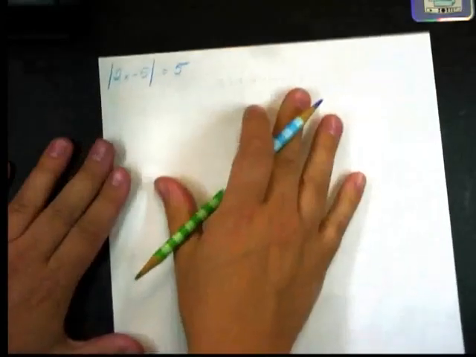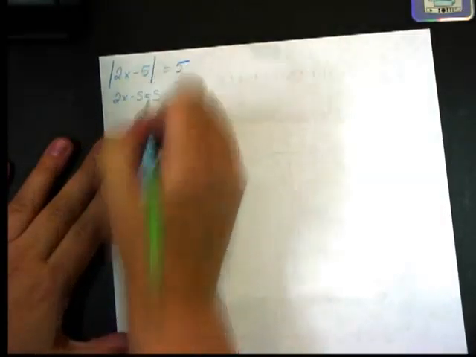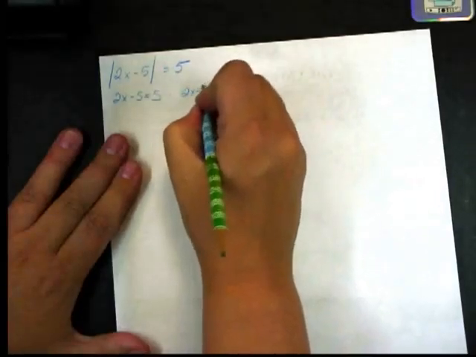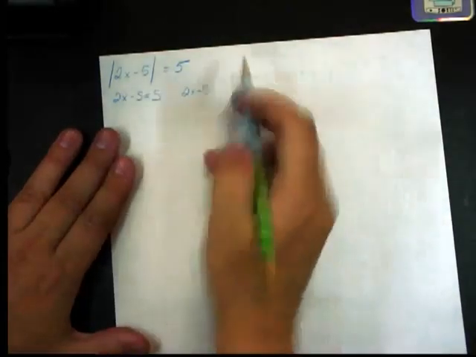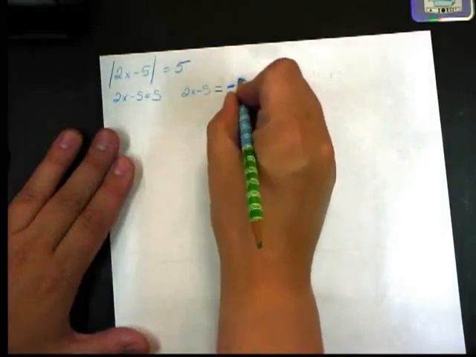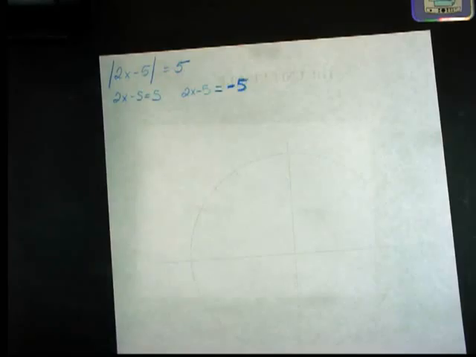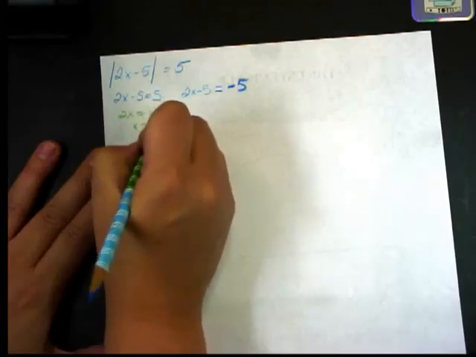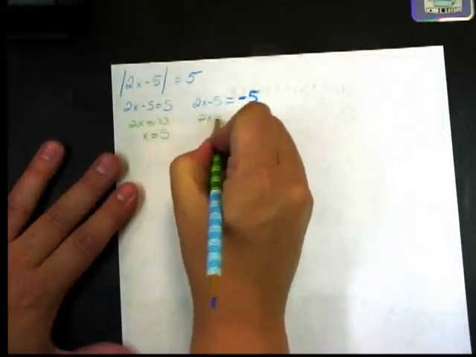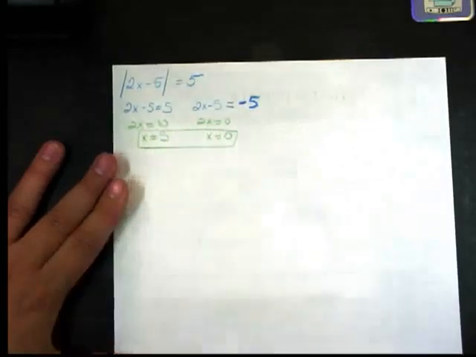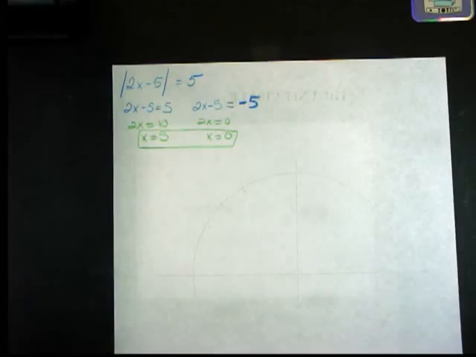So |2x - 5| = 5. First one, as is: just get rid of the absolute value bars. Then we need to do it where we switch the signs of everything outside. Well, an equal sign doesn't switch. An equal sign is just an equal sign. But a 5 is going to become a -5. The absolute value bar, everything inside stays. Everything outside changes. Now it's a matter of solving. So 2x, add that over, is 10. x is 5. 2x is 0, so x is 0. So x is 5 and 0. There's your solution set for an equal sign.